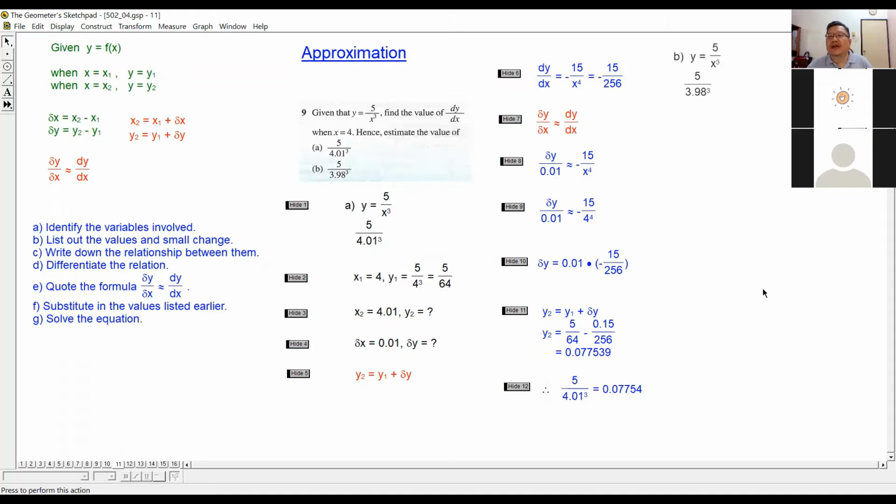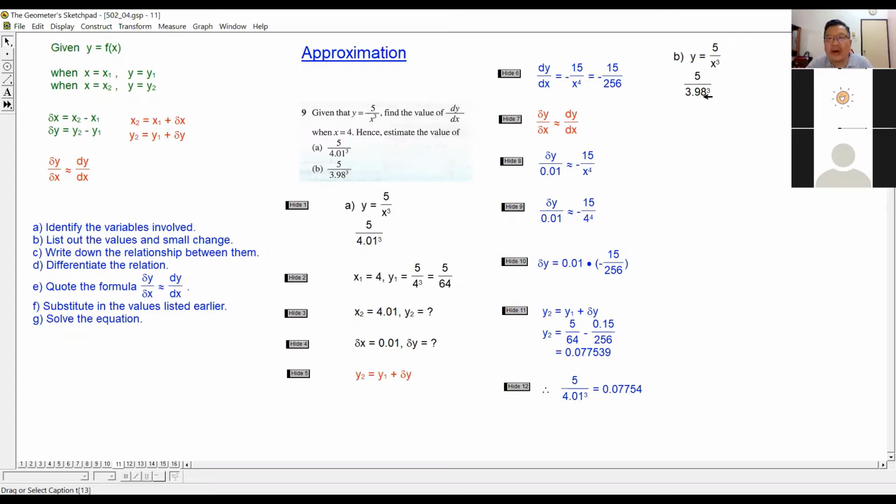Okay, so let us look at this one. The question is y equals 5 over x cubed. This is the basic function that you need to find the dy dx. Why do we want to find the dy dx? Because you have to equate this dy dx with the delta y over delta x. So this is the function, and this is the value that is given to you.